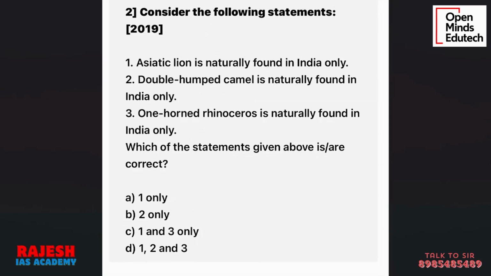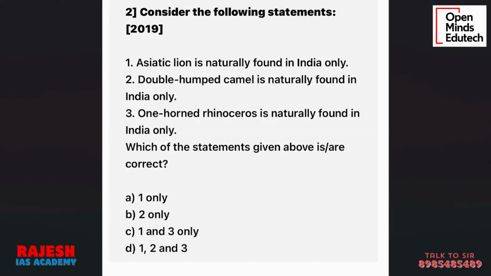Next comes, see, different animals were grouped into a single question. This question has statements on Asiatic lion, camel and rhinoceros. And they are asking about 3 animals. They are saying in every statement it is found in India only, exclusively in India. Asiatic lion in India only, double-humped camel in India only, one-horned rhinoceros in India only.